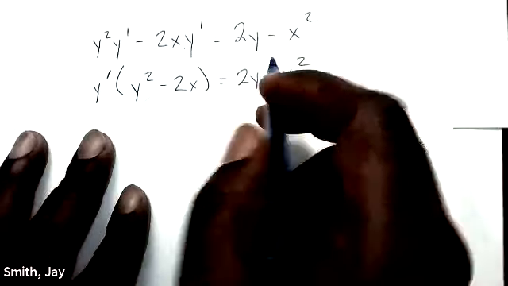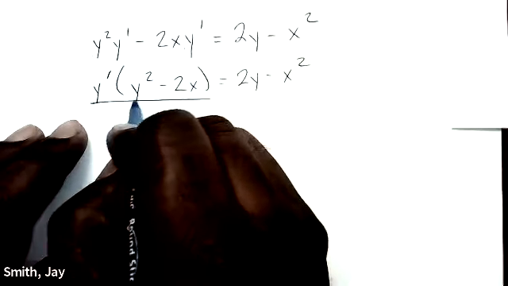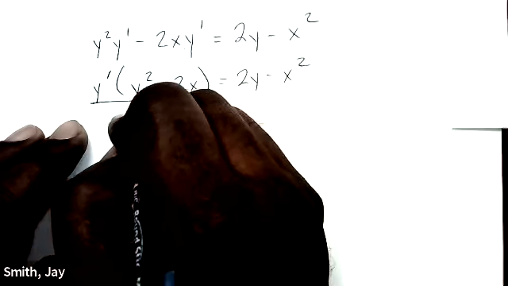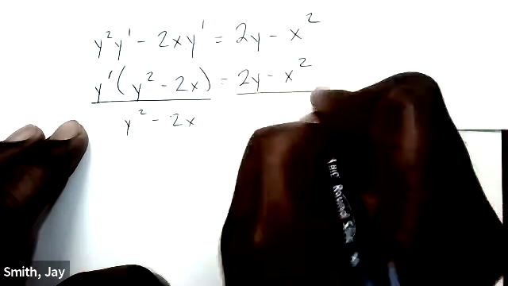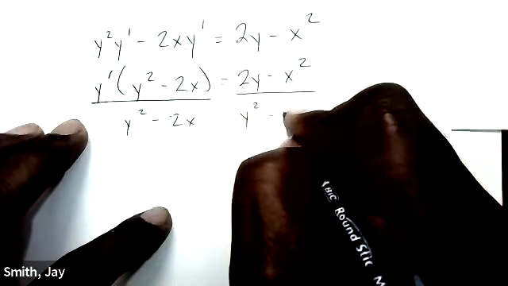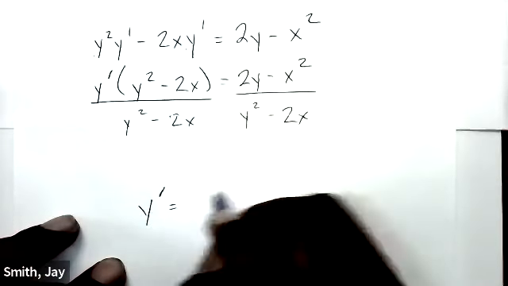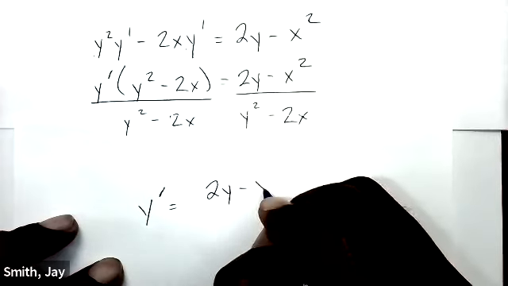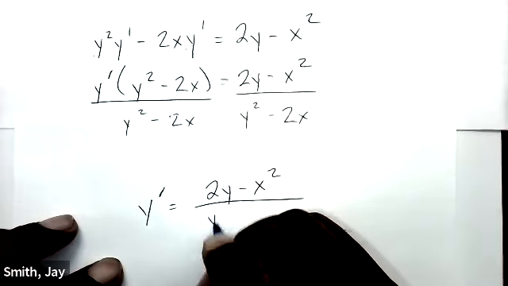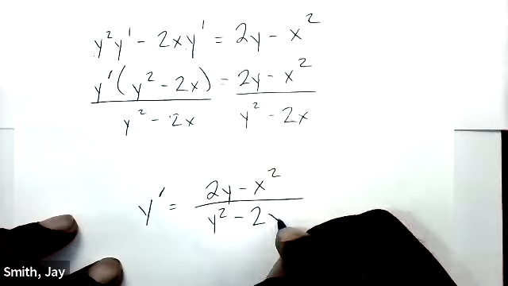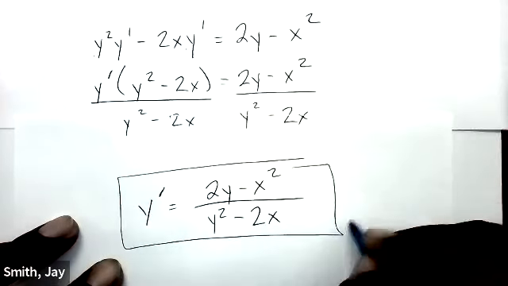And then I can just divide both sides by the coefficient, or in this case, the y squared minus 2x. So y prime ends up being equal to 2y minus x squared divided by y squared minus 2x.